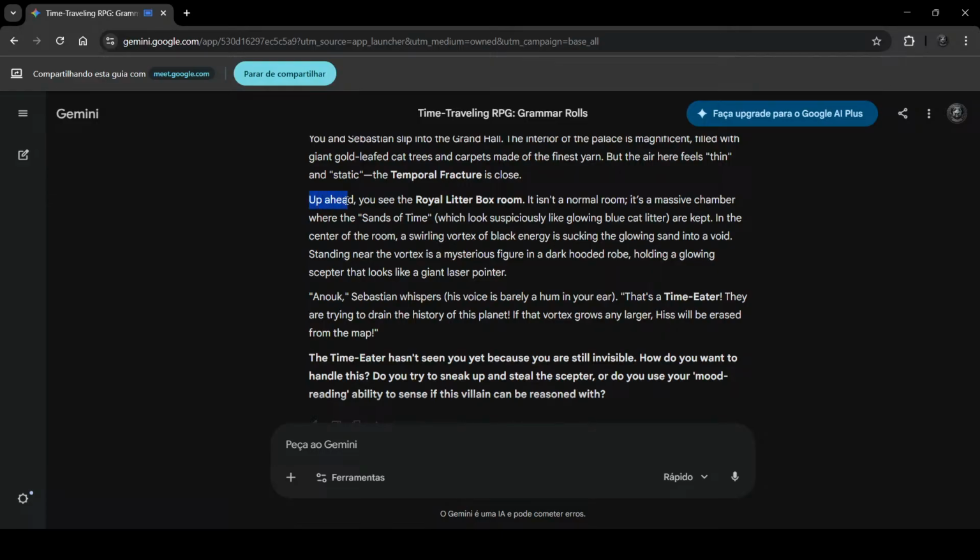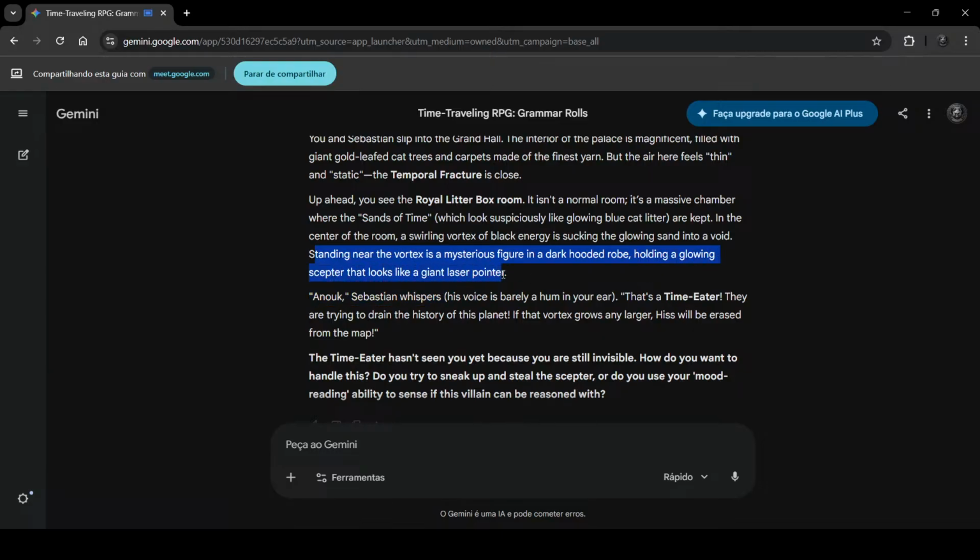Up ahead, you see the royal litter box room. It isn't a normal room. It's a massive chamber where the sands of time, which look suspiciously like glowing blue cat litter, are kept. In the center of the room, a swirling vortex of black energy is sucking the glowing sand into a void. Standing near the vortex is a mysterious figure in a dark hooded robe holding a glowing scepter that looks like a giant laser pointer.